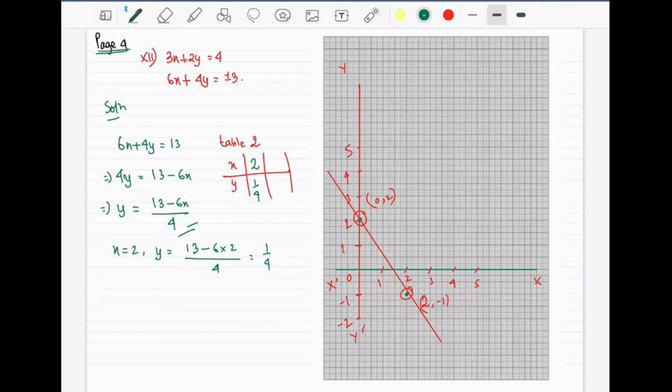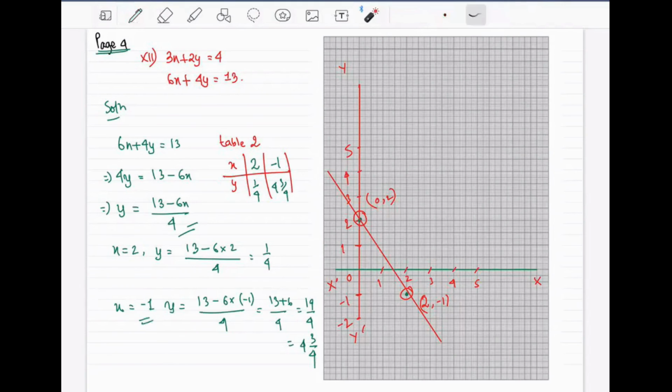And let's say I want to take x is equal to minus 1. What now? We will get y is equal to 13 minus 6 into minus 1, divided by 4. Minus 6 and minus 1, if you multiply them, you're going to get positive 6, right? So 13 plus 6 divided by 4, this is 19 by 4. If you divide 19 by 4, 4 4s are 16, so you get 4 and 3 by 4, right? So if I put the value of x as minus 1, the value of y is 4 and 3 by 4.